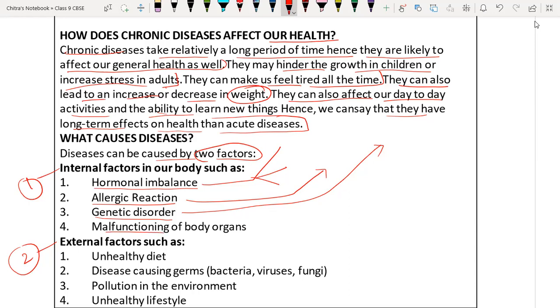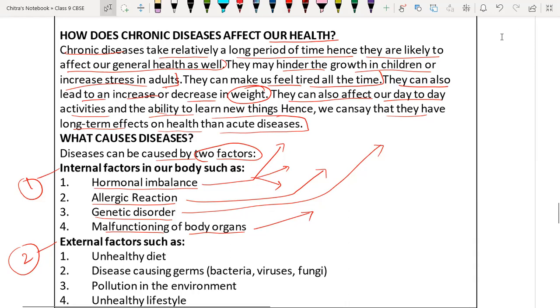Then malfunctioning of body organs. If body organs are not performing well due to various reasons, maybe hormonal, maybe due to the effect of poor health, they are nothing but factors present inside our body, that's why they are called internal factors of our body. They may cause diseases. Understood, everyone? Yes, sir.